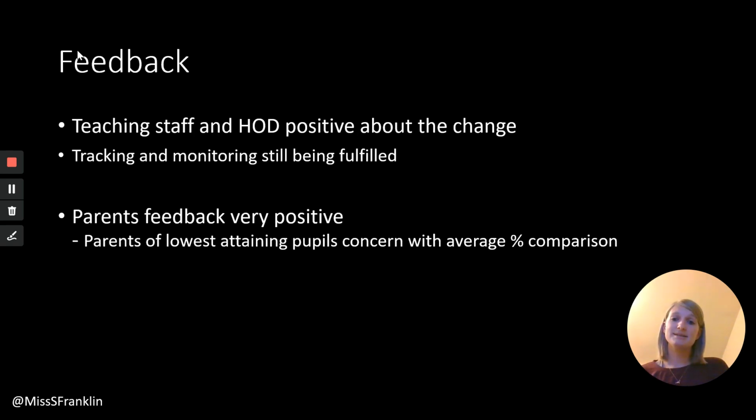So overall, what I can say so far is that teaching staff and HODs have been extremely positive about it, and the stakeholders above me in terms of governors and the trust have also been very positive about it. Feedback from parents very positive too, but as I did mention earlier, there are conversations being had with parents where the child is low attaining on either a particular assessment or regularly on assessments, and how this is impacting them when they think about their comparison to the average.